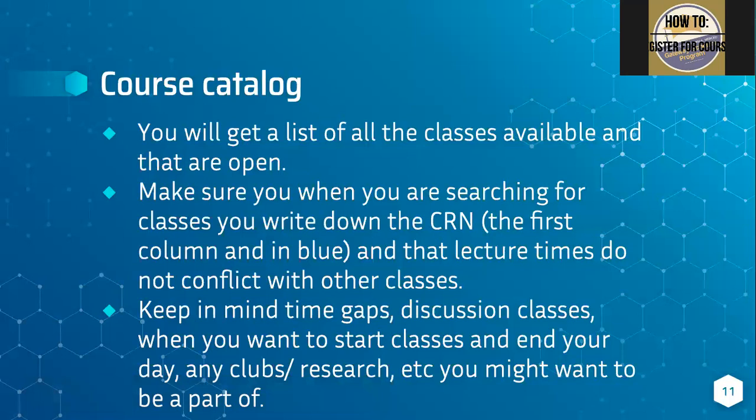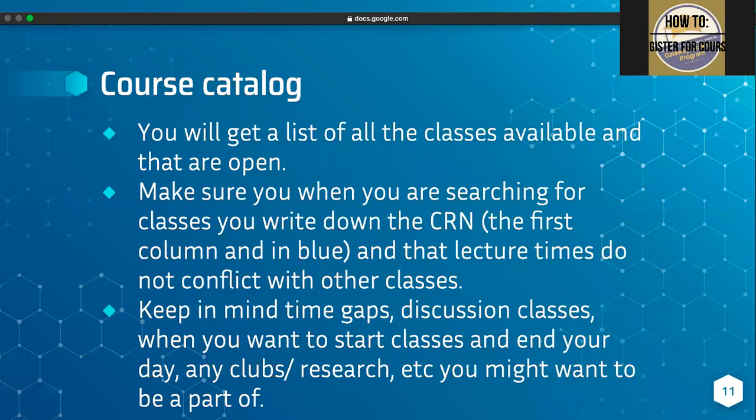Make sure when you are searching for classes, you write down the CRN, the first column, in blue, and that lecture times do not conflict with other classes. The CRN code is a number. You need to write that down when you are going to register for your classes, because that is what you will type in to actually get registered in that class. If you don't have the right code, it's not going to let you get that class.